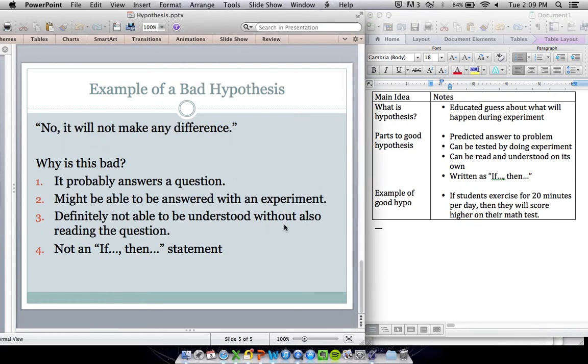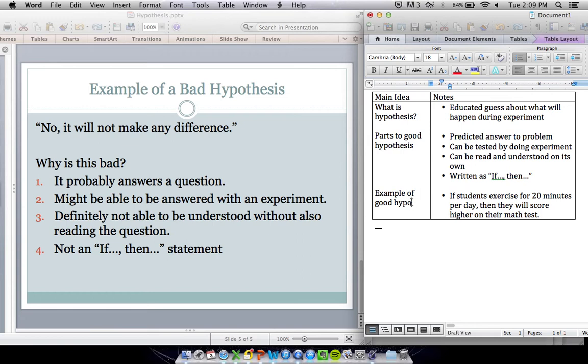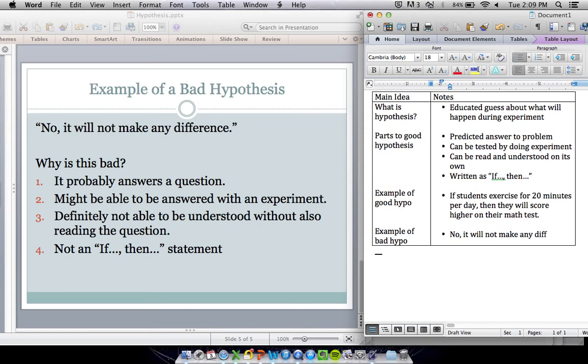And finally, let's take a look at a bad hypothesis. Missing any one of those four will make it bad. This is a terrible hypothesis. Why is this bad? Well, it probably answers a question. So it probably does fill our first thing. It's probably a predicted answer to a question.